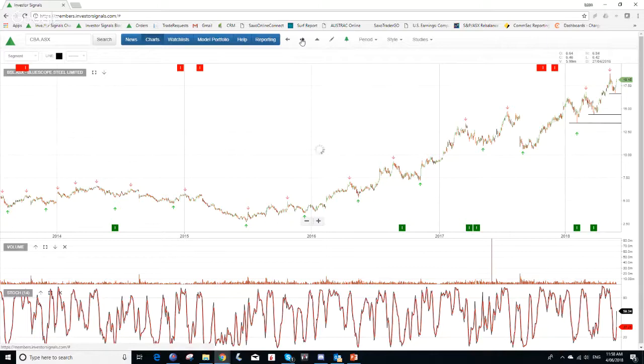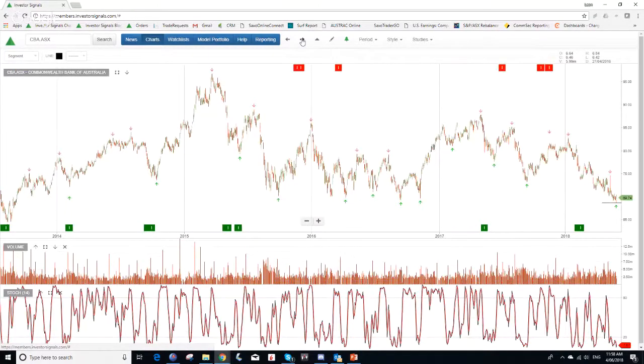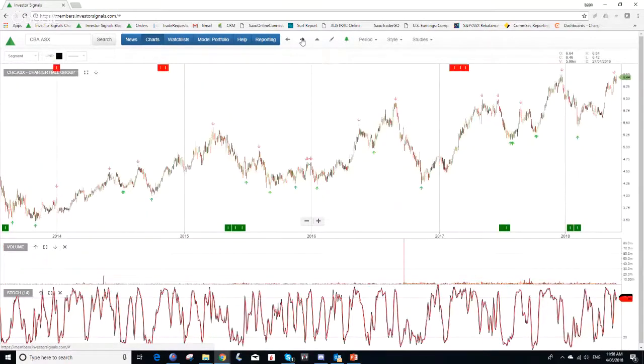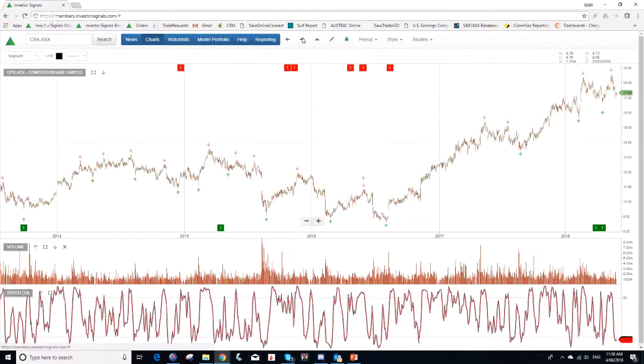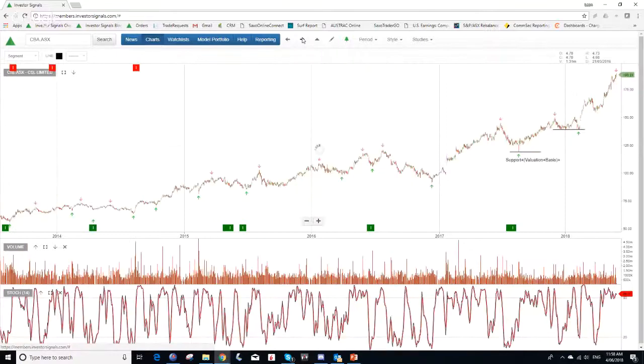And again, I think about that in the same sort of way that you approach Aristocrat Leisure or Treasury Wines or some of these other high PE momentum names. So Charter Hall, so high low, the algo signals picking up the formation there, and the stock's one of the better performing REITs within the model portfolio. CIMIC we've covered, Computershare we've covered.